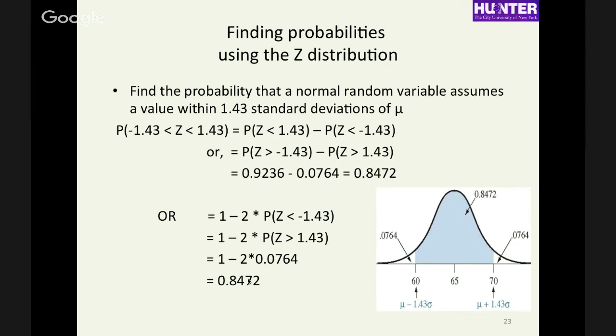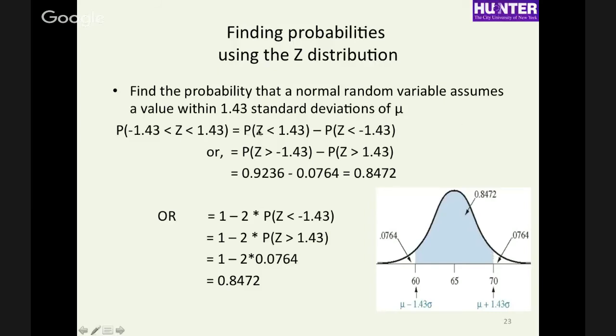So let's take that one step further quickly here and calculate the probability that a normal random variable falls between minus 1.43 and 1.43, above and below the mean. Before, we calculated just the probability of something less than 1.43, and that was about 0.92, and the probability of being above 1.43 was 0.07. So these are two equivalent ways that you could think about that.